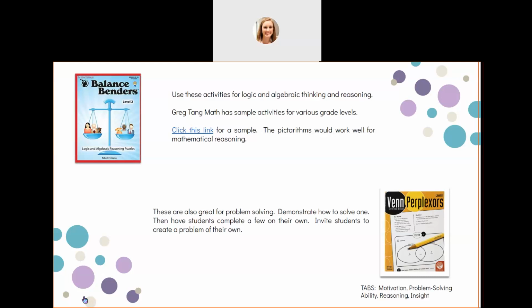So again, if you look in the bottom right corner, the tabs correlation would be motivation, problem-solving ability, reasoning, and insight. Especially with the Venn perplexers, if a student is really committed to solving those, that would take a lot of motivation because, like I said, those are challenging.